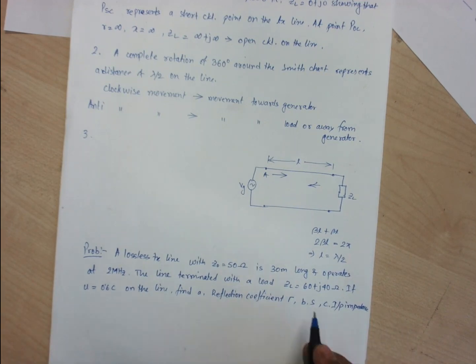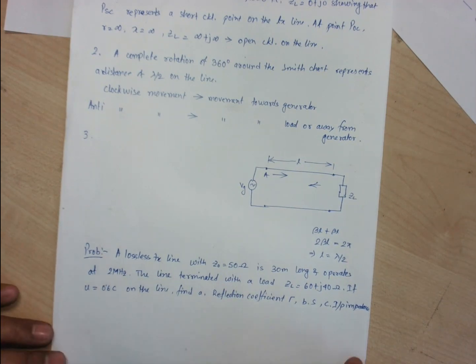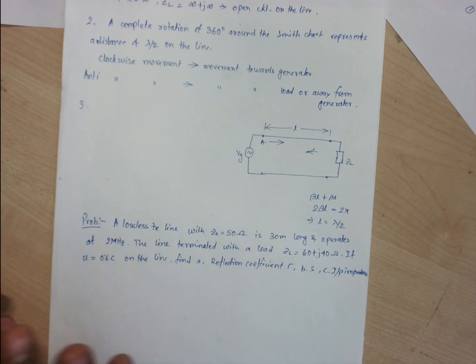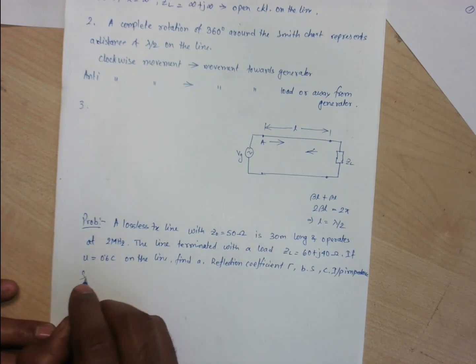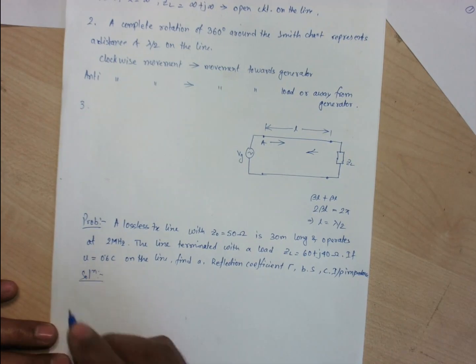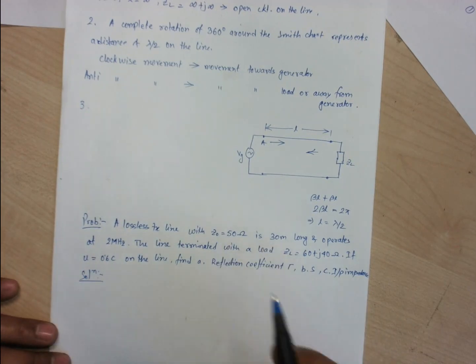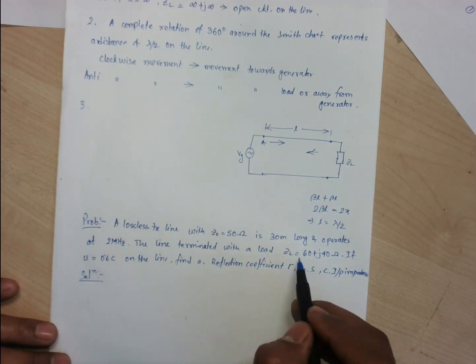Okay, the reflection coefficient gamma we need to find out. We need to find out the standing wave ratio S. We need to find out the input impedance, that is Z in. So we know all the relations. Mathematically we can find out easily because the characteristic impedance is given, load impedance is given.